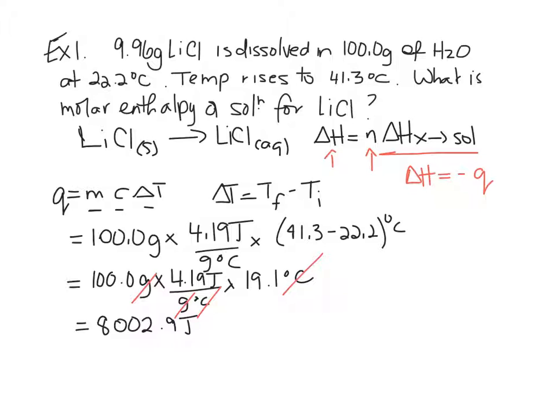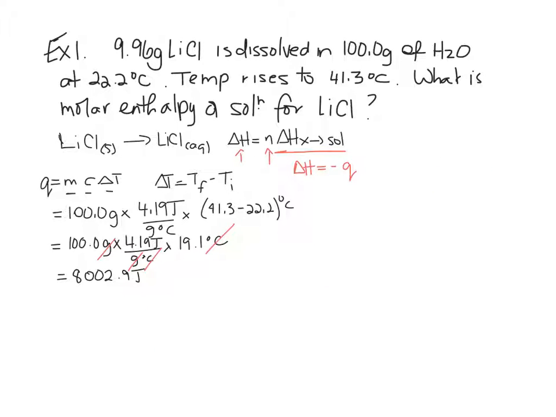So the temperature of the water increased. Your surroundings, the heat content of your surroundings, went up by 8,002.9 joules. We know that delta H is equal to negative Q. The change in the system results in a change in the surroundings. So delta H is equal to negative 8,002.9 joules.